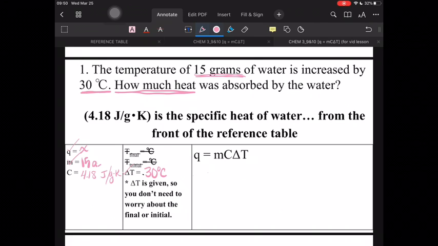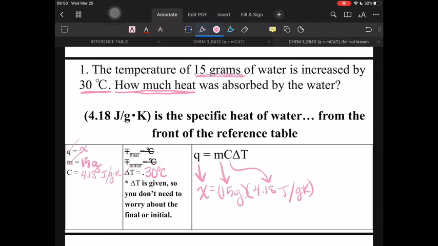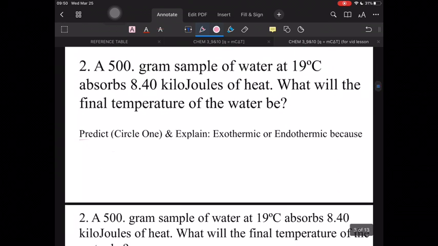And now all we have to do is take our variables and plug them into the equation. So what do I have for Q? X. What do I have for M? 15 grams. What do I have for C? 4.18 joules per gram Kelvin. And what do I have for delta T? 30 degrees Celsius. Great. And that is going to give us Q is equal to 189 joules. Great. All right, next up.